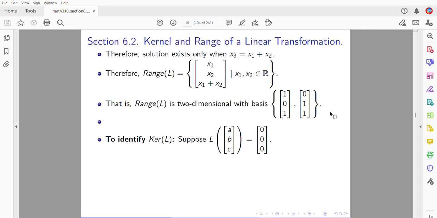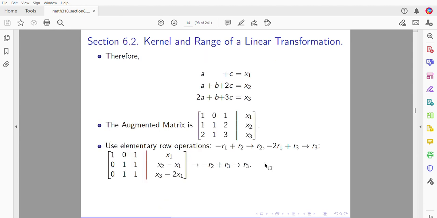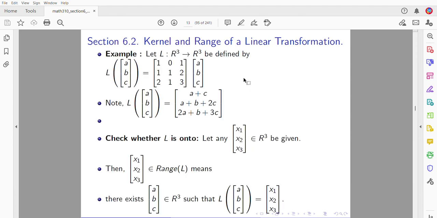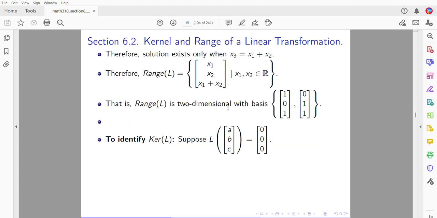What about kernel? You want L of ABC to be 0, 0, 0. That's what kernel means, whoever maps to 0. Same set of equations, 3 variables, right hand side is 0. If you remember, where did this come from? This comes from here, right? L of ABC must be 0. So this has to be 0, this has to be 0, this has to be 0, which gives you 3 equations in 3 unknowns, ABC.